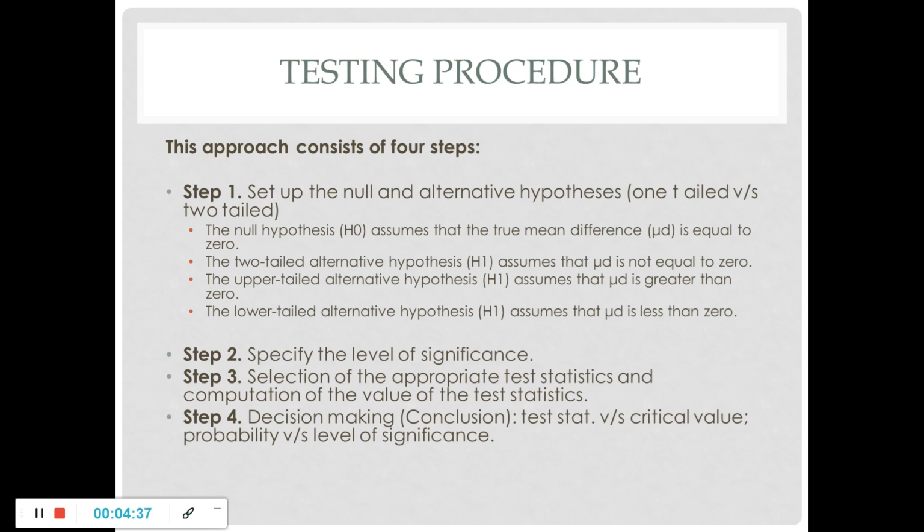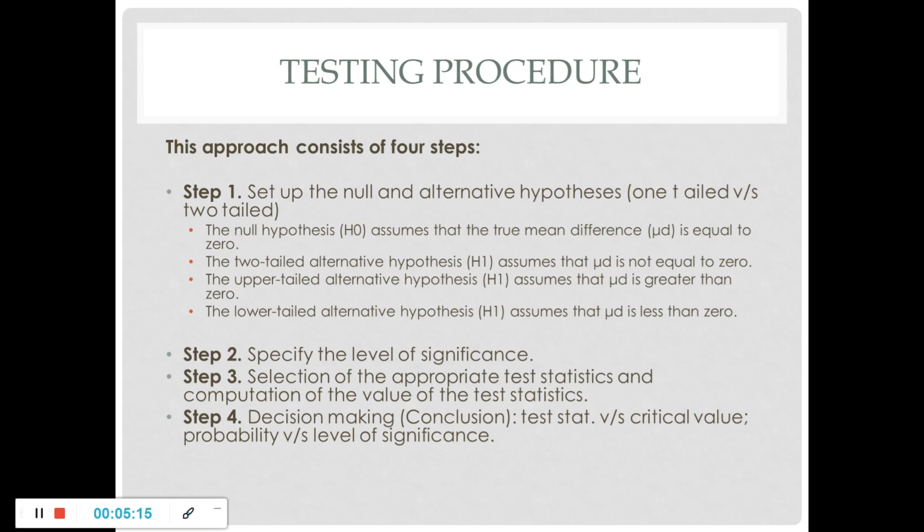The second step is specifying the level of significance. This will be directly given. Typically used levels of significance are 0.01 and 0.05, right? And the next step is selection of the appropriate test statistic and computation of the value of the test statistic. The test statistic formula I will discuss in the next slide. It is of course the paired t-test statistic. How to estimate the value I will discuss in the next slide.